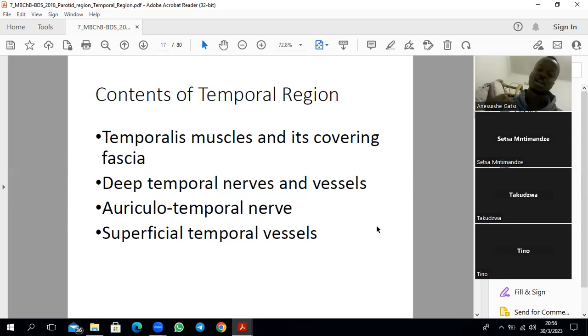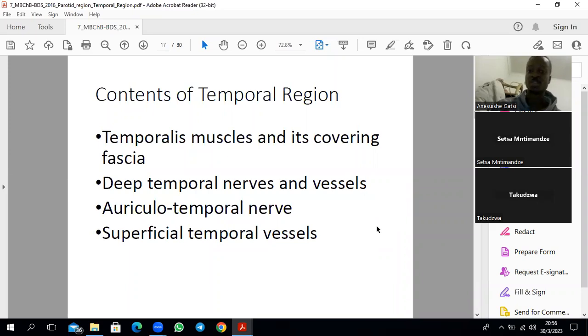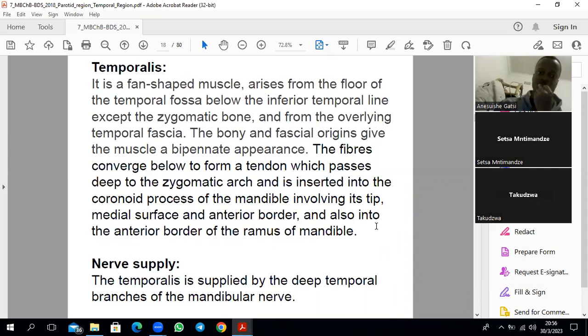Remember I said external carotid artery will divide into maxillary artery as well as superficial temporal artery. Right?